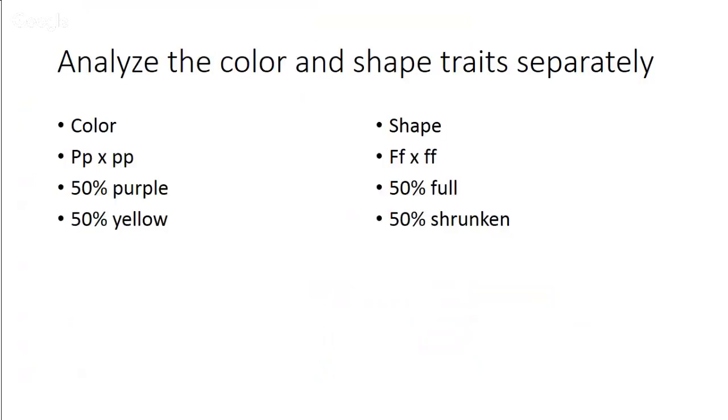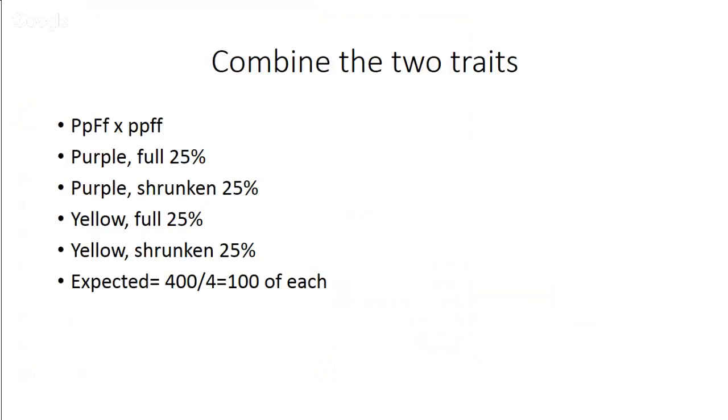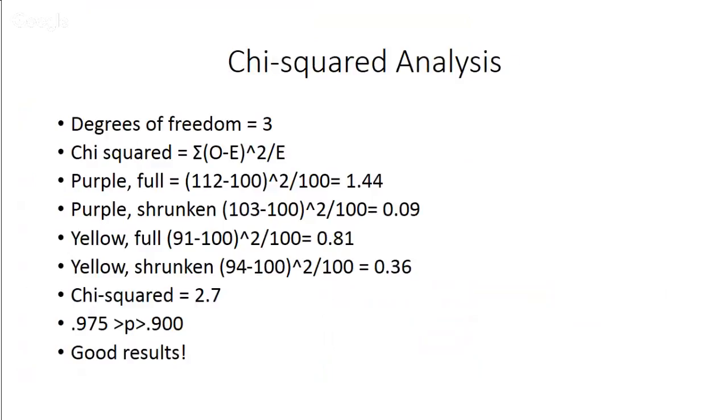sets of shape. Now that we have that, let's combine them together. If you combine the two traits together, each phenotype with the different combinations possible, we're going to get an expected value of 25% of each. Since we tested 4 different phenotypes, degrees of freedom, remember, is n-1. So we'll keep that in mind as we plug in chi-squared.